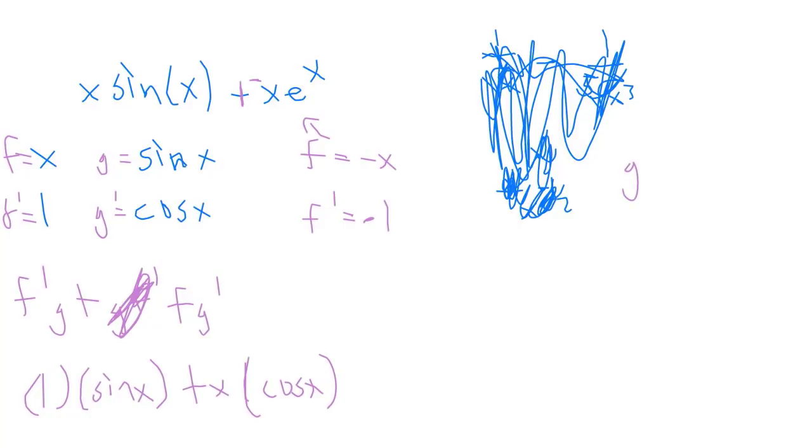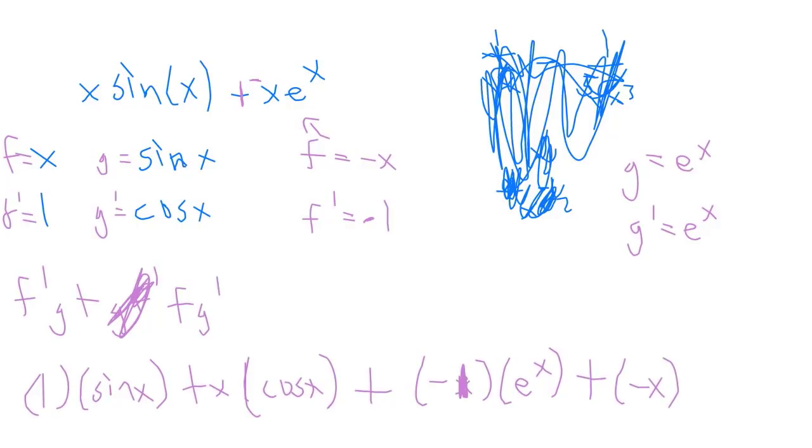And then g equals e to the x and g prime. Derivative of e to the x is just e to the x. So we're left with that. And so we have plus negative x, sorry, we'll just do it prime first. So negative 1 times e to the x plus negative x times e to the x. And that gives us a final answer of sine of x plus x cosine x minus e to the x minus x e to the x. And that should be our final answer.